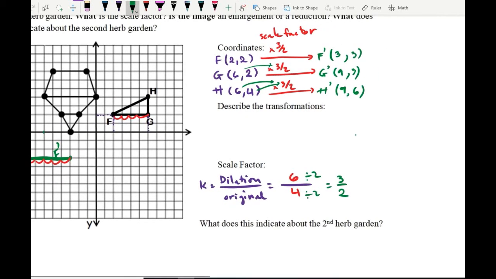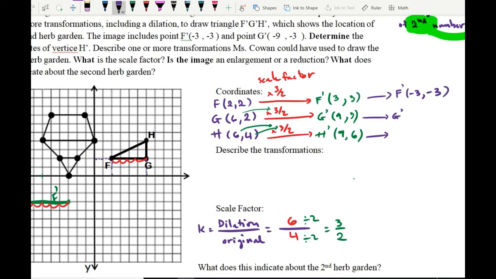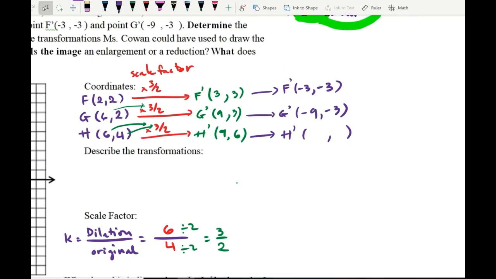Alright. Now we're going to compare with the given information. G prime and F prime are the given ones. F prime was (-3, -3) and G prime is (-9, -3), and H prime is what we're trying to solve for. So by looking at this, the order stays the same. Okay, so it's either a reflection or a rotation of 180 degrees, because the order stays the same. No number is switching here. So now we're going to look at the sign. This is positive, positive, it turned into both negative. Same thing here, positive, positive, turned into both negative.